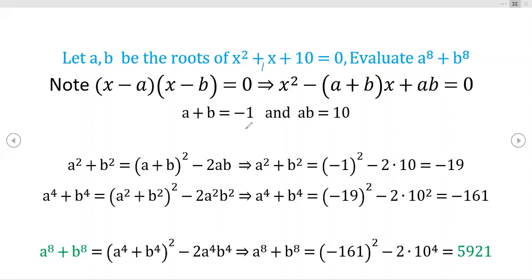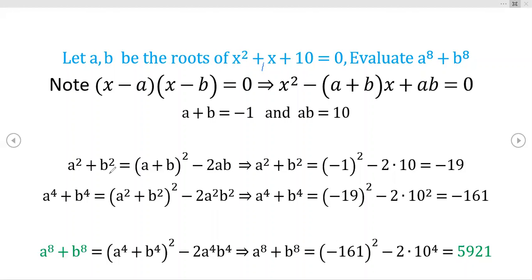Now, the rest of this, we're just using the well-known (a plus b) quantity squared. (a plus b) squared is equal to a squared plus b squared plus 2ab, but it's more convenient to write it this way. And the reason being is we know what a plus b is. It's equal to negative 1. And we know what ab is. It's 10. Now, we started here, but the same kind of pattern prevails all the way up to a to the 8th plus b to the 8th.